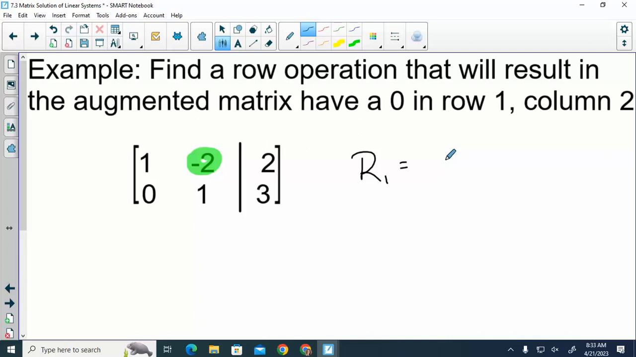So think about elimination for a second. Okay, if you had x minus 2y equals 2 and y equals 3, if I wanted to eliminate, what would you do to the second equation? Multiply it by 2 and then you would add them together, right? So we are going to do the second row times 2, so 2 R2. And then I have to add it together, so plus R1.